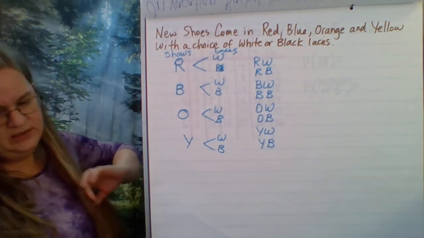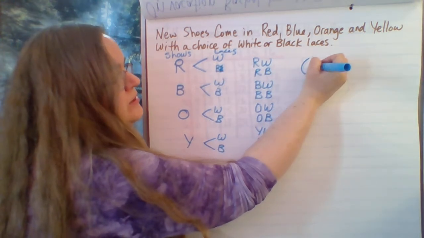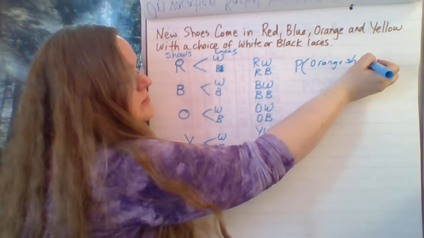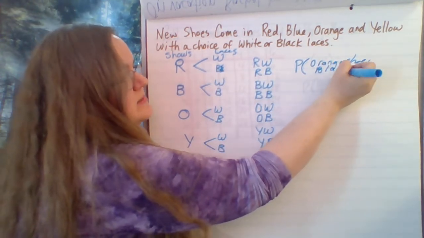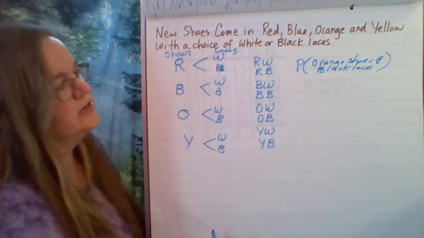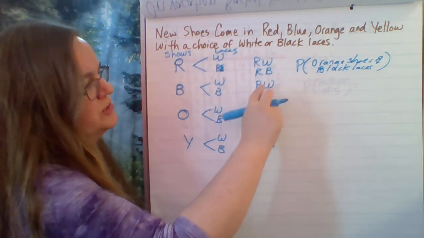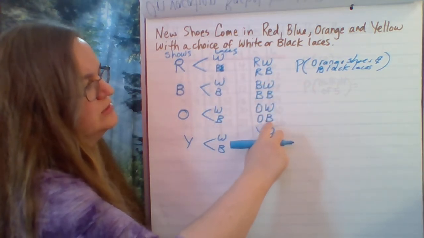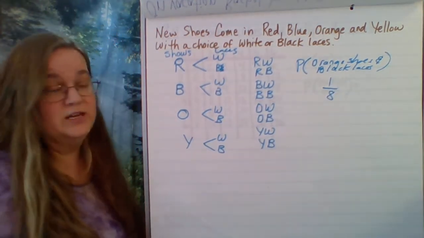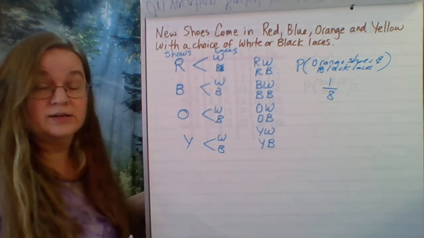And let's say I wanted the probability of getting orange shoes with black laces. Okay, and so what I would do is I would look at my list. Orange shoes, these are only orange shoes and only one possibility of black laces, so that probability would be 1 out of 8 because I've got 8 possibilities and only one has orange and black.